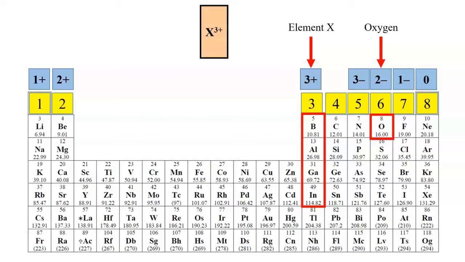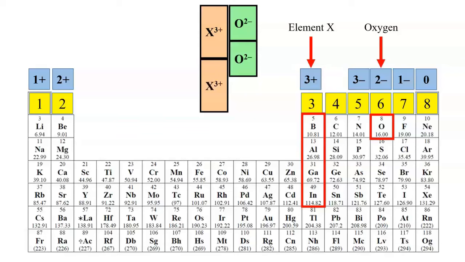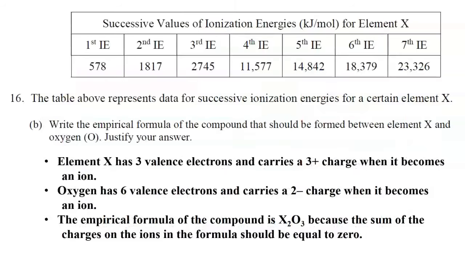So to put them together, a 3 plus and a 2 minus, we would need a total charge of either positive 6 or negative 6 to make a balanced formula for those ions. So we would need 2 ions of element X and 3 ions of oxygen, and that formula would be X2O3. So that's going to be our answer to part B of this question.